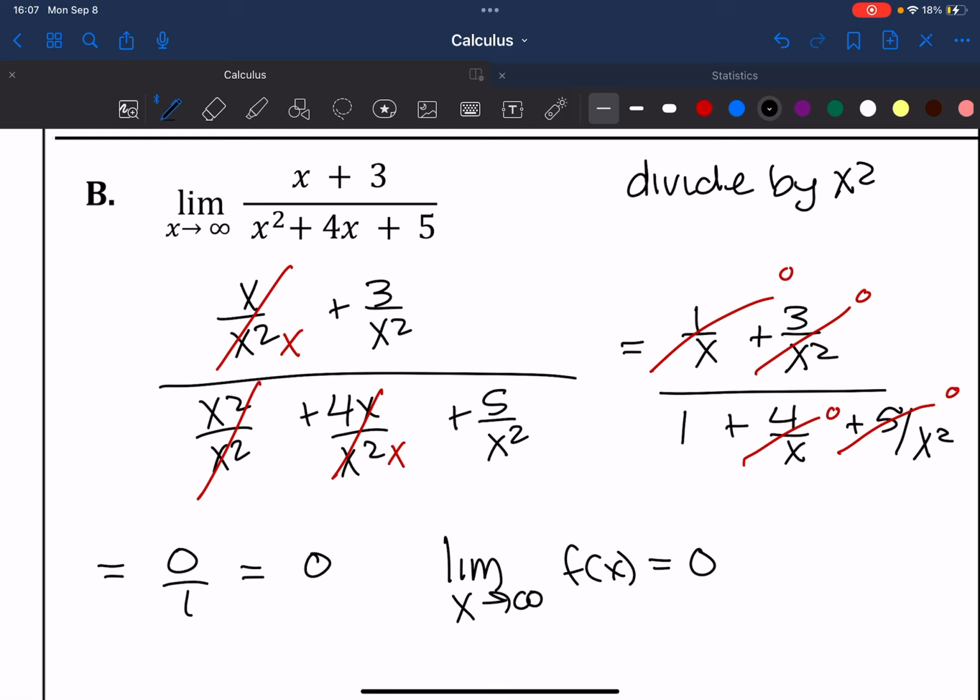And I can also prove that by remembering my properties of rationals and know that if my degree on the denominator is larger than my degree on the numerator, then I'm going to have a horizontal asymptote at y equals 0.